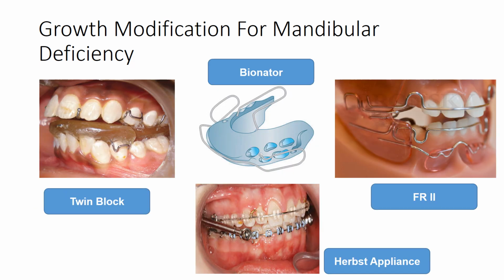So these are pictures of some of these appliances. What you see here is a twin block, and this is a bionator. This is a function regulator 2 and a fixed Herbst appliance. Now the twin block is widely used because it is the only myofunctional appliance which comes as two pieces and not one single large block, and thus compliance is much better compared with the other types of myofunctional appliances.